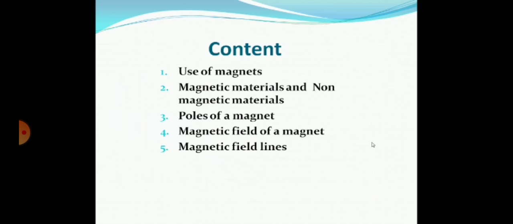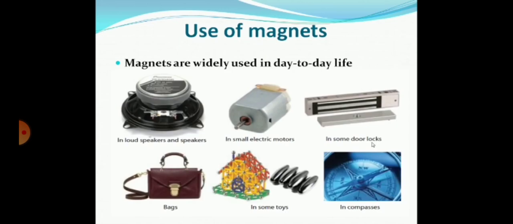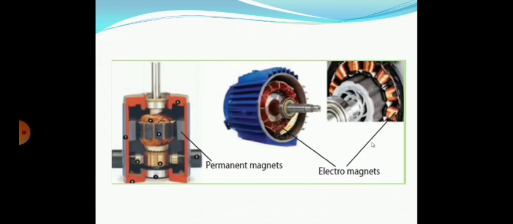Under this lesson, we will discuss these topics: use of magnets, magnetic material and non-magnetic material, poles of a magnet, magnetic field of a magnet, and magnetic field lines surrounding a bar magnet. Magnets are widely used in day-to-day life. You can see different examples given in this diagram: loudspeaker, motor, door lock, bags, toys, and compass. These are some instances where we use magnets.